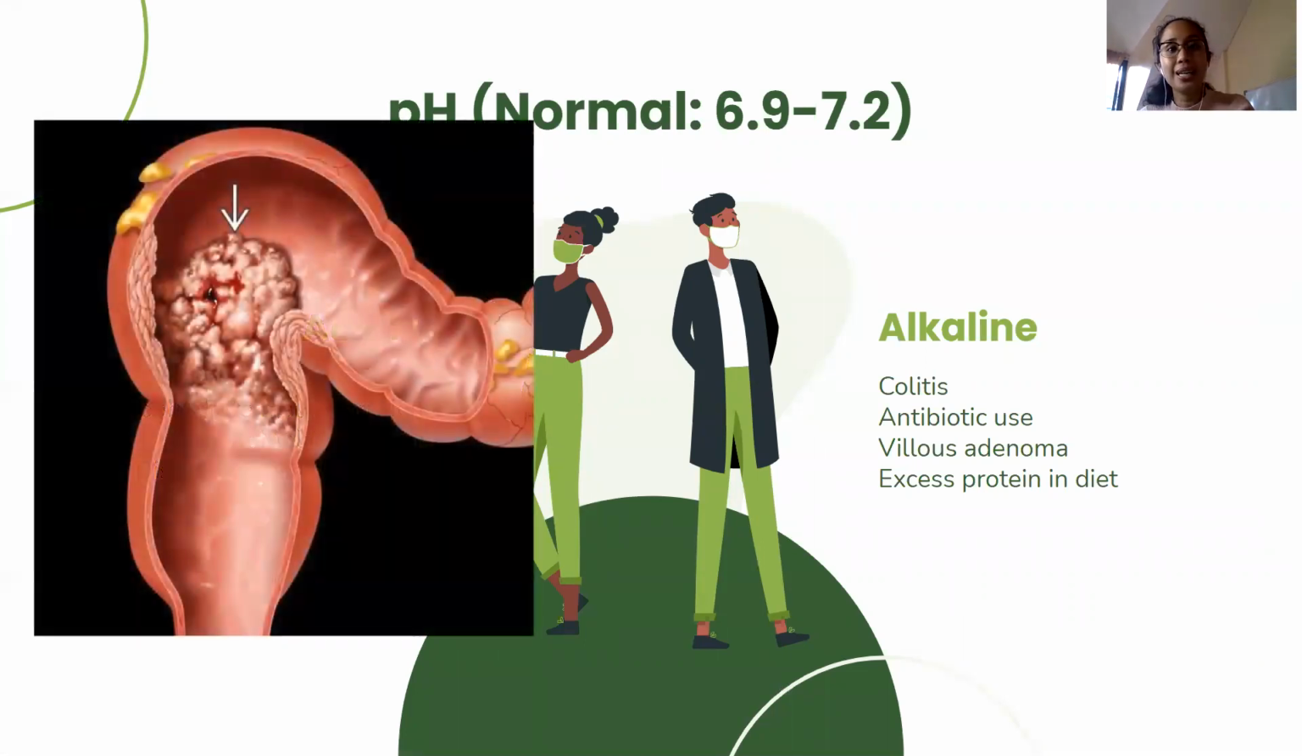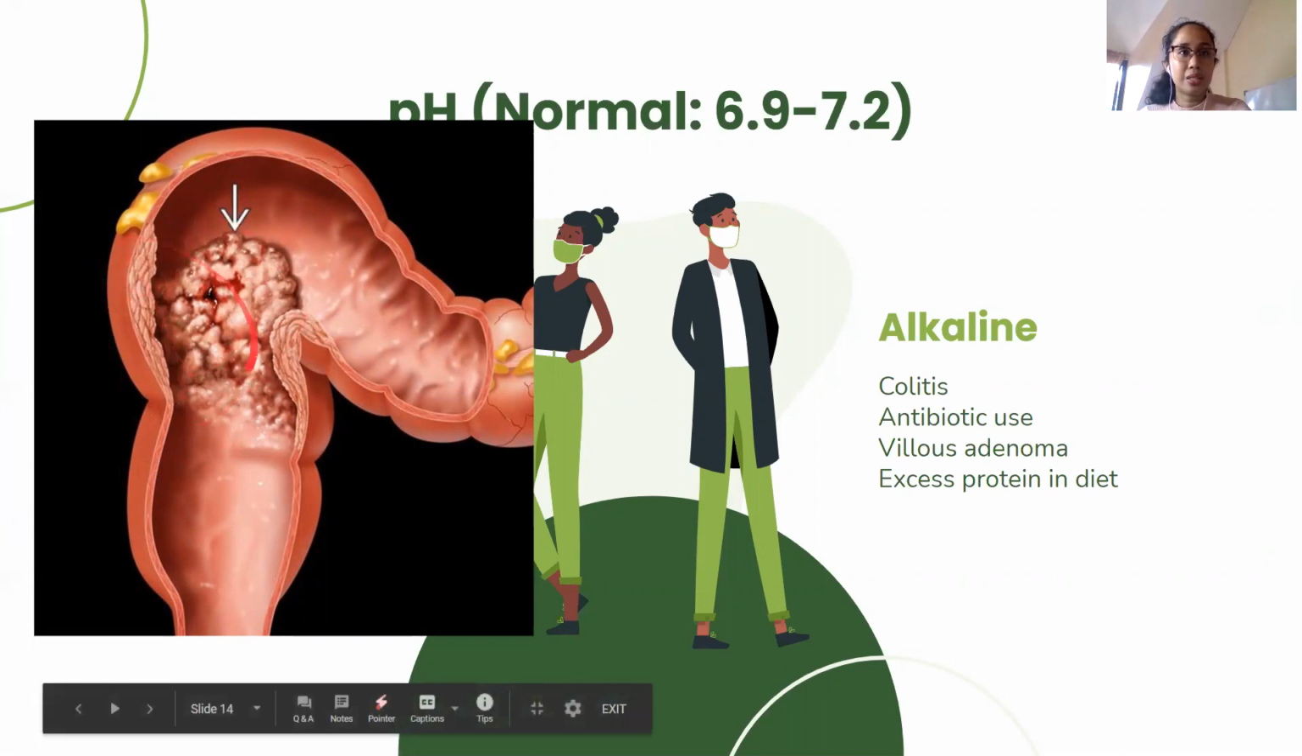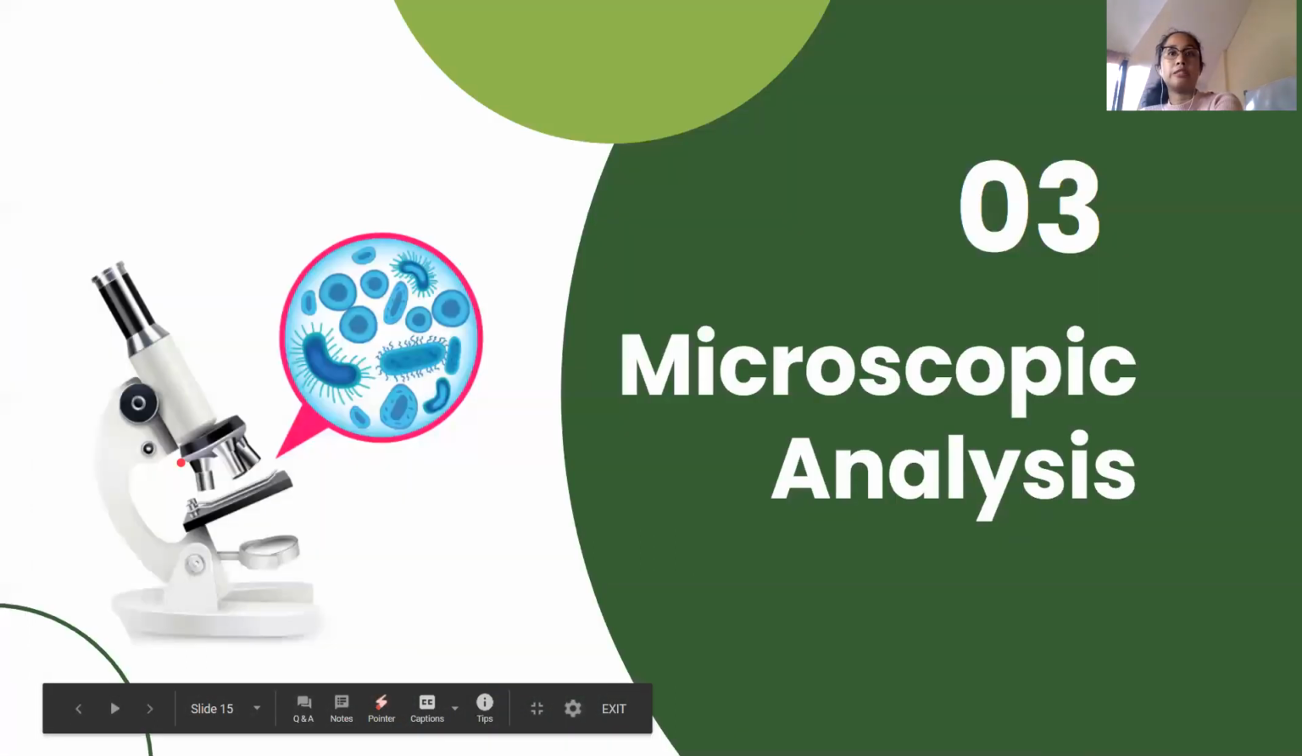So, villi are the finger-like projections in your small intestines. So, it should be finger-like. It should not look like this. But this has become an adenoma. So, a tumor. It became a tumor. And excess protein in the diet.